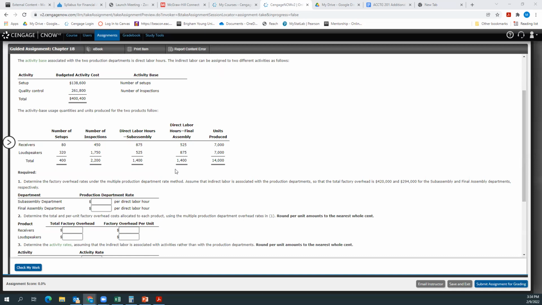So the first thing it tells us is that we need to determine the factory overhead rates under the multiple production department rate method. So we're not doing activity-based costing yet. It says assume that indirect labor is associated with the production departments so that the total factory overhead is 420,000 and 294,000 for the sub-assembly and final assembly departments respectively. Okay, so let's just look at these.